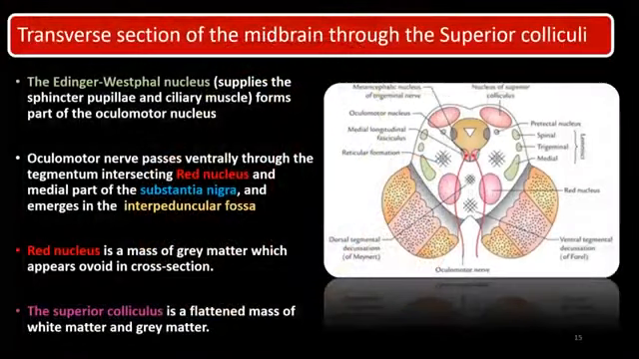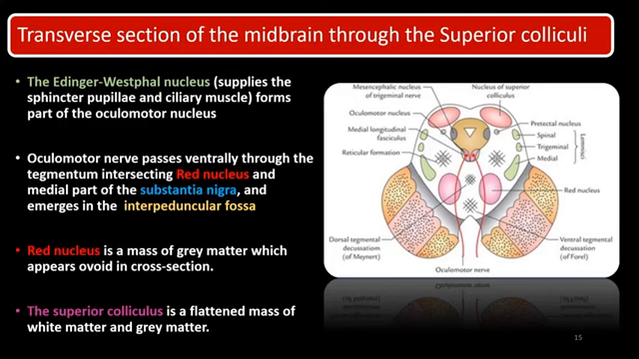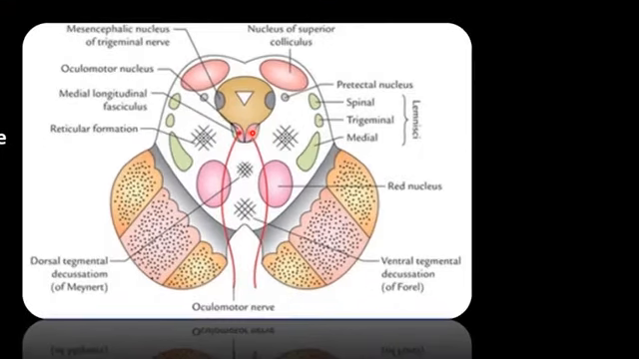We also have other nuclei. We can notice that still part of this complex is a very interesting nucleus that has made oculomotor nerve very unique. So forming part of the component of this nucleus is the nucleus we call the Edinger-Westphal nucleus. This nucleus supplies the sphincter pupillae and ciliary muscle and forms part of the oculomotor nucleus.